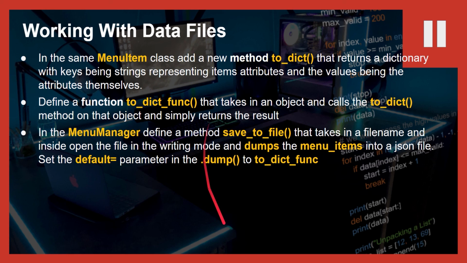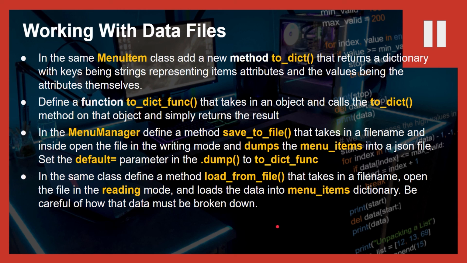In the menu manager, define a method save to file that takes in a file name, and inside, opens the file in the writing mode and dumps the menu items into a JSON file. Set the default parameter in the .dump to toDictFunc. And if all of this seems weird, go back to the video on reading and writing that I'm going to mention at the top.